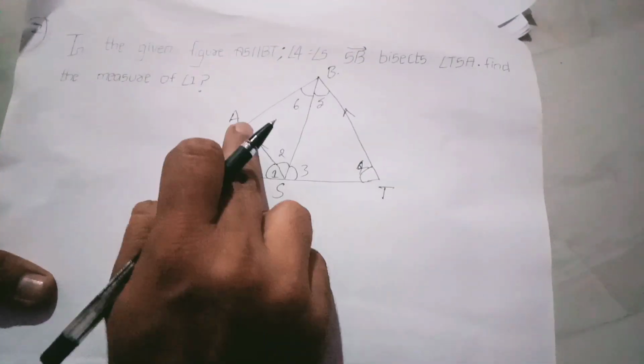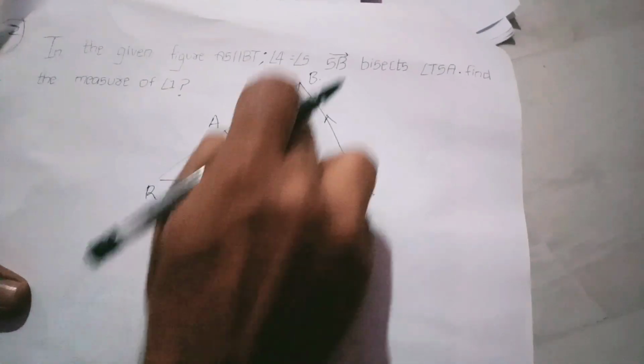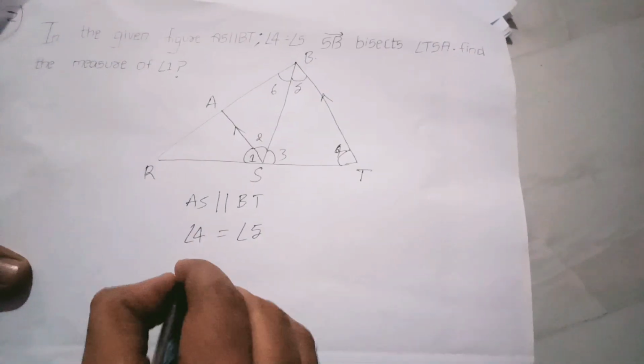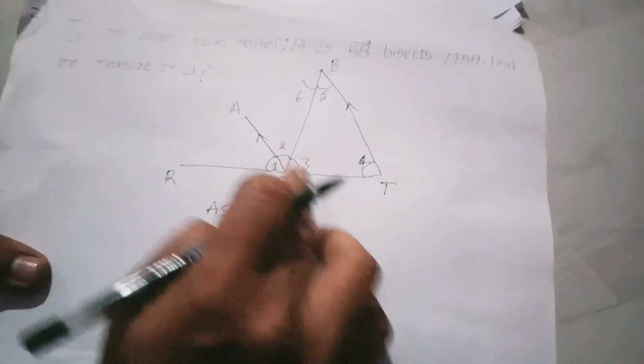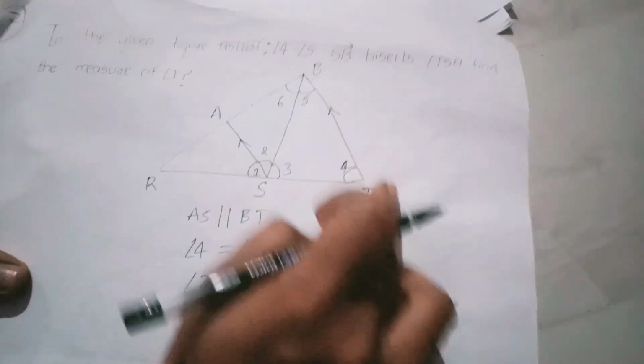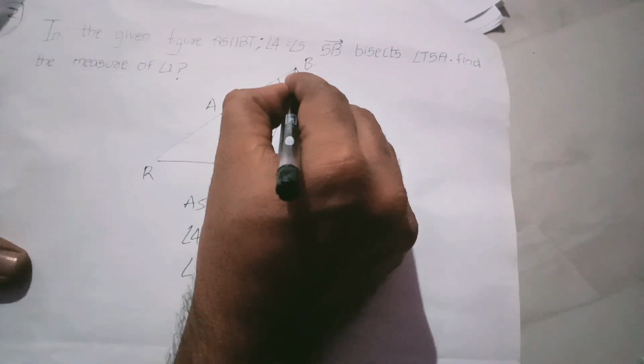The BS line bisects the angle AST. The AST angle is bisected by the BS line. So with the BS line, angle 2 is equal to angle 3, given in the question. But with AS and BT being parallel lines, angle 2 is equal to angle 5.